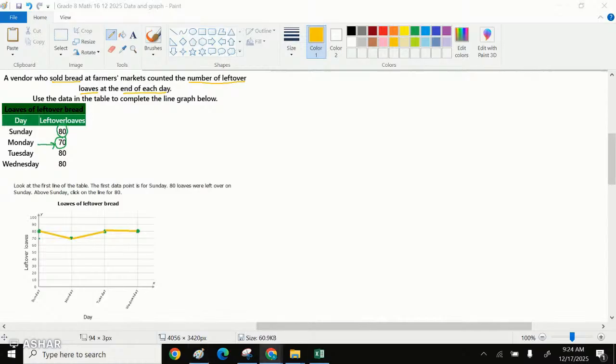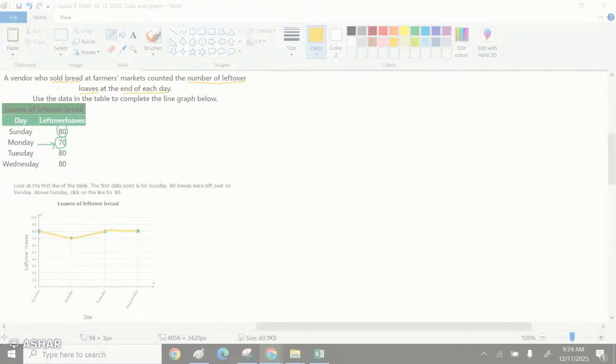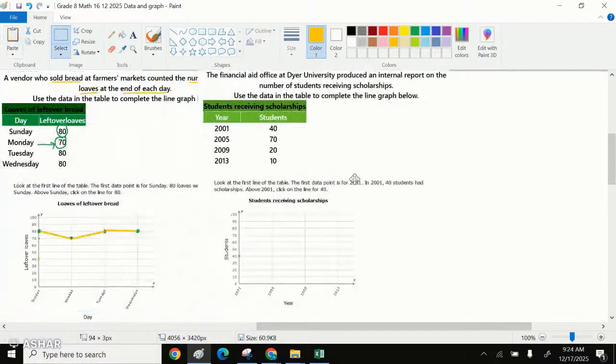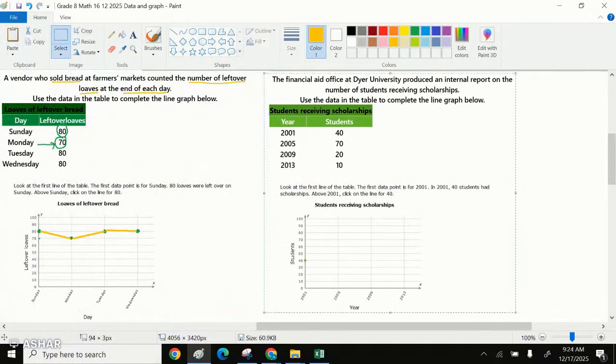Okay, let's go to the next question. Let's try the financial aid officer at a university. Let's see. We post this and then we'll study the question. The financial aid officer at Dyer University produced an internal report. Let's mark this on the number of students receiving scholarships. In 2001, there were 40 students who were receiving scholarships. So they marked 2001, 40 students.